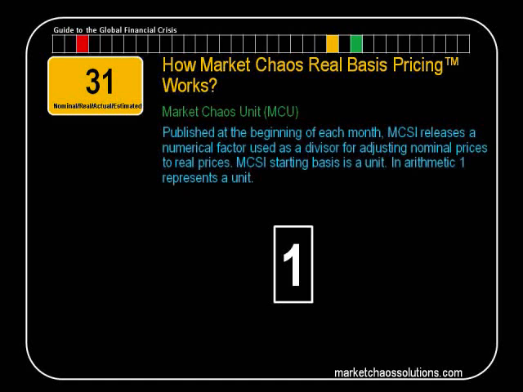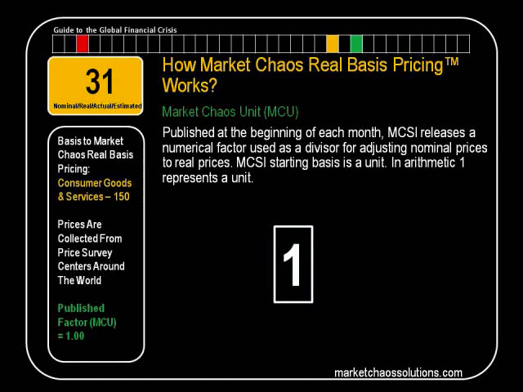Published at the beginning of each month, MCSI releases a numerical factor used as a divisor for adjusting nominal prices to real prices. MCSI's starting basis is a unit. In arithmetic, 1 represents a unit. MCSI uses a proprietary method to arrive at the basis for Market Chaos Real Basis Pricing. The basis is consumer goods and services. Prices are collected from price survey centers around the world. In this lesson, a unit is 1.